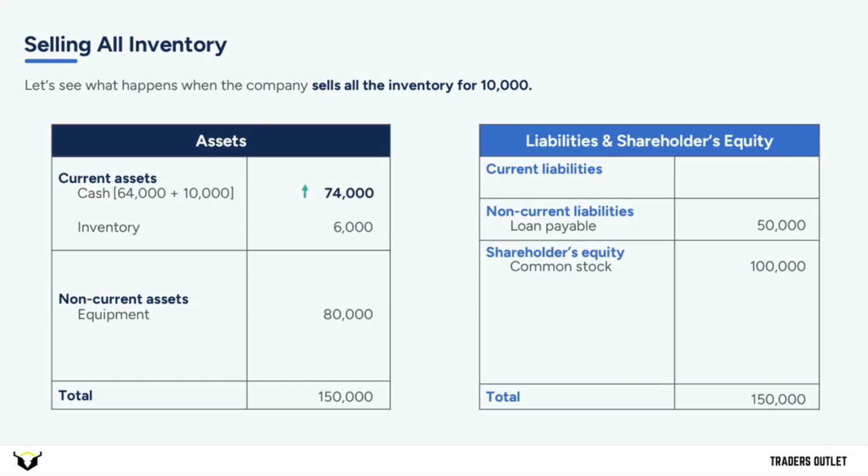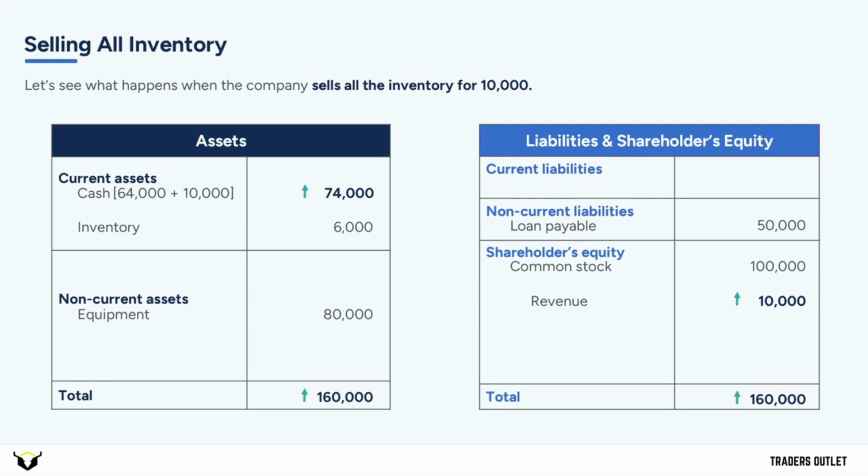So increasing an asset is debit. So we debit cash $10,000. But we also have generated revenue for our business. Recall that revenue is under equity, and when we increase revenue, it's increasing equity, and so it's credit revenue $10,000. So far, so good, our balance sheet balances.